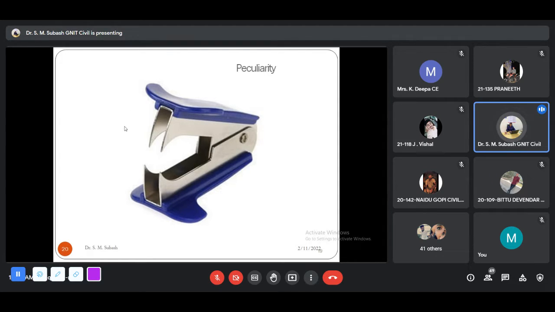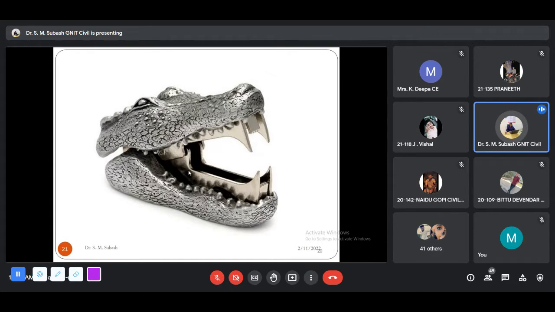So you can develop a product with a peculiarity taken from common things available in the environment. You can see this is looking similar to a crocodile. Your stapler has been developed like that. Our mouth has teeth, and we bite with our teeth. They made a small development like that, that is the peculiarity. Staplers. Similar peculiarity I developed.